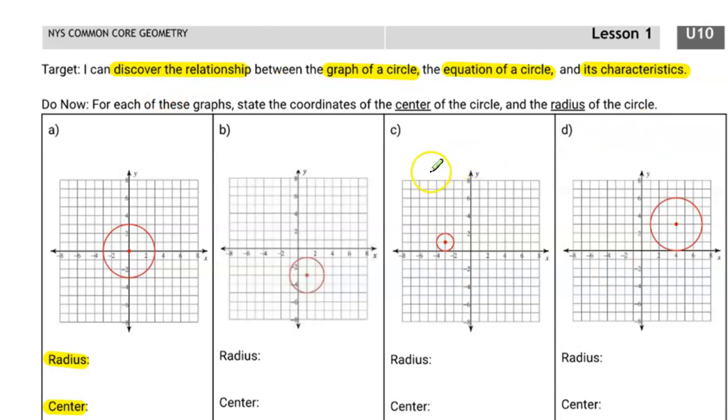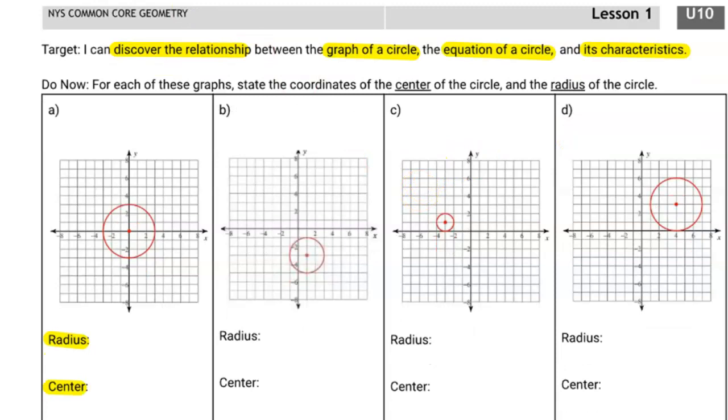It should take you a couple of minutes here. Go ahead and pause the video and try this out, and then come back to see if you got it right.